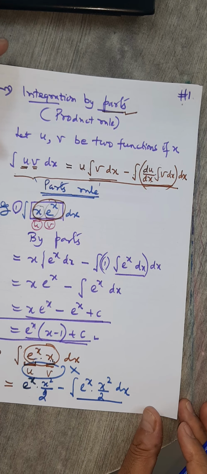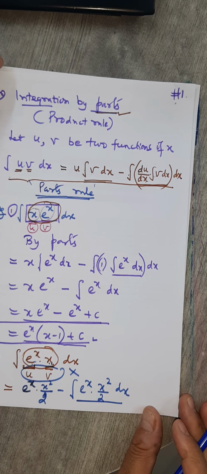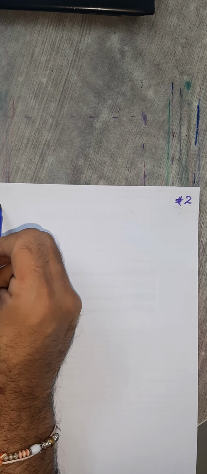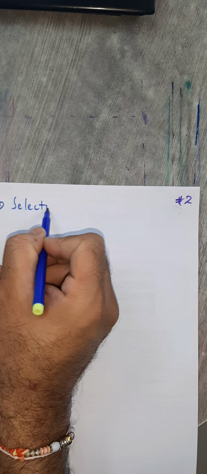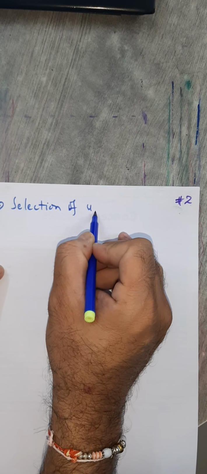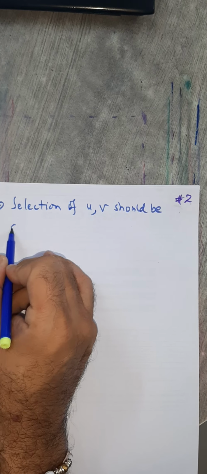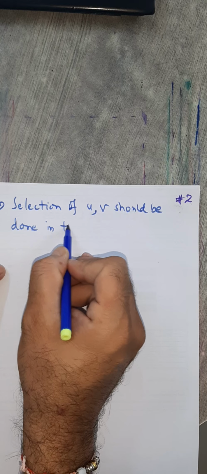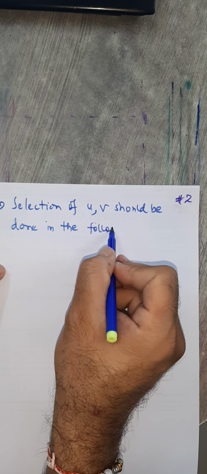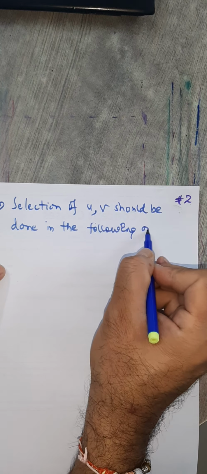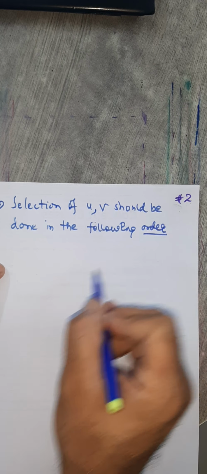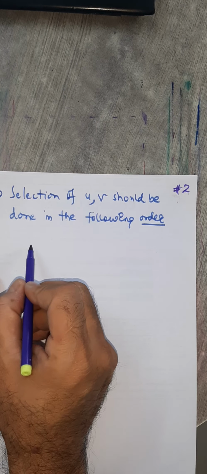So there is a standard technique to select u and v for the product of two functions in integration by parts. So I'll write here, the selection of u and v should be done in this order, in the following order. That means in this order, whichever comes first should be taken as u and the other one should be taken as v. Now the order is this here, the LIATE rule.